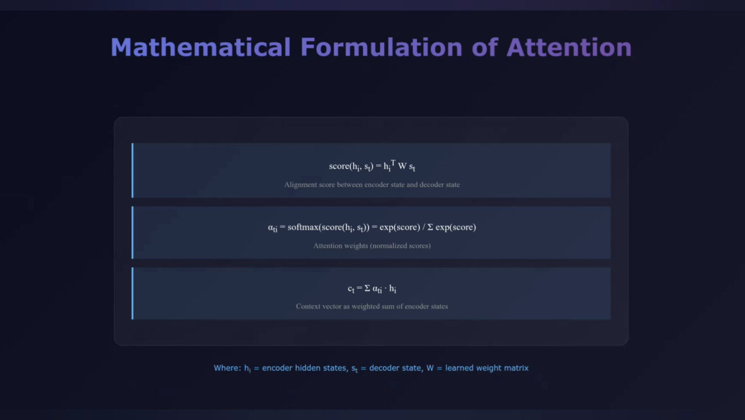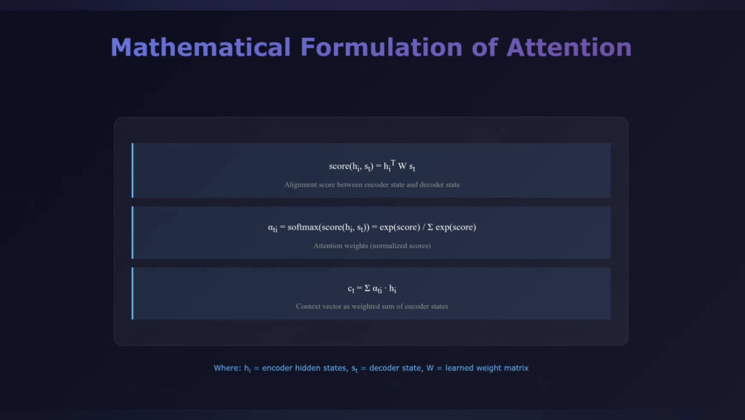Next, we normalize these scores using softmax to get attention weights alpha. This ensures they're all positive and sum to 1. The formula is alpha_ti equals exp of the score divided by the sum of exp of all scores. Classic softmax. Finally, we compute the context vector c_t as the weighted sum of encoder hidden states. It's just the sum of alpha_ti times h_i.